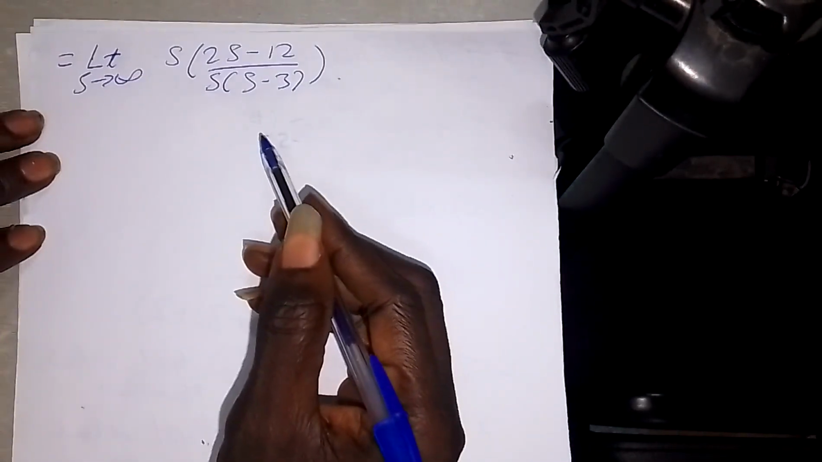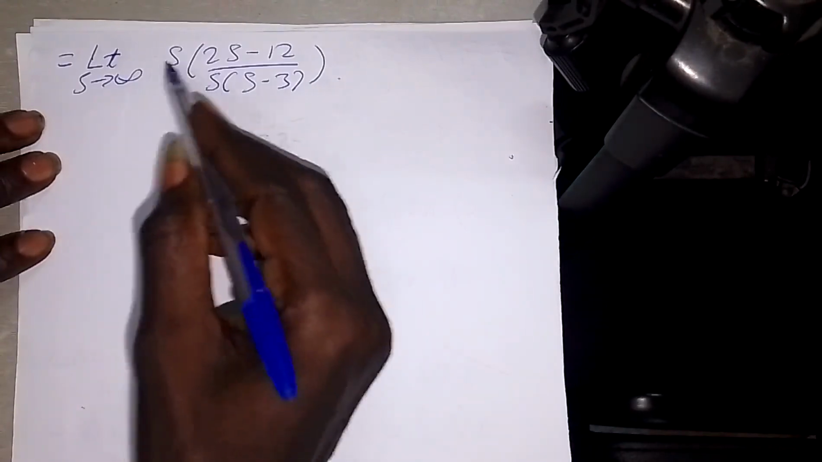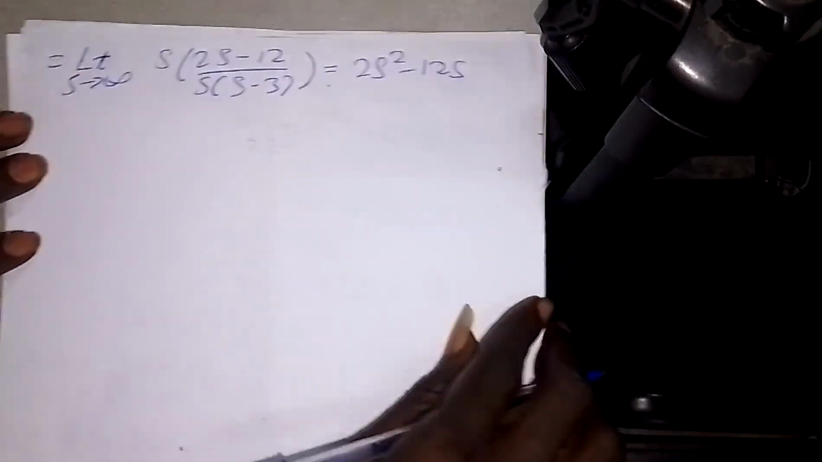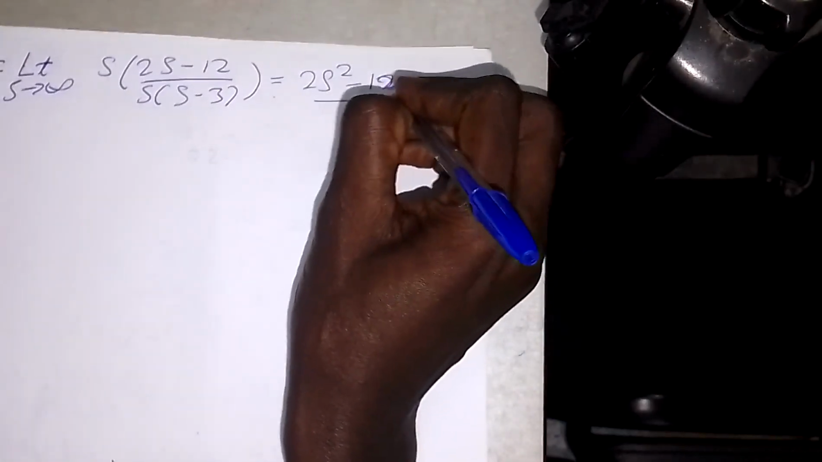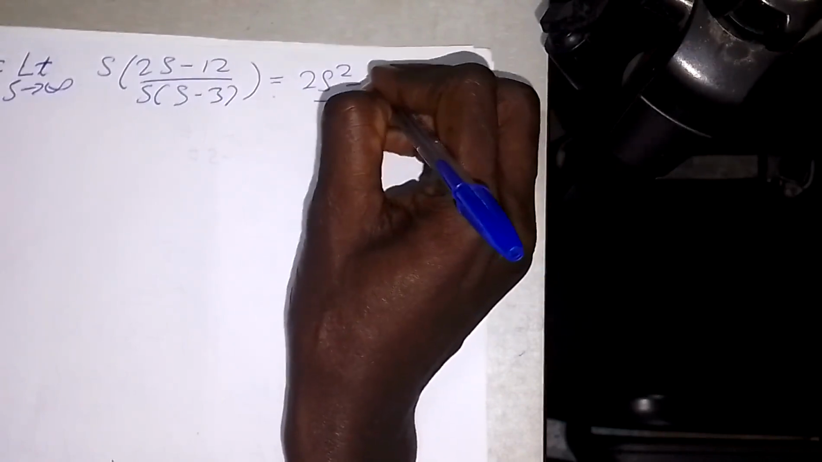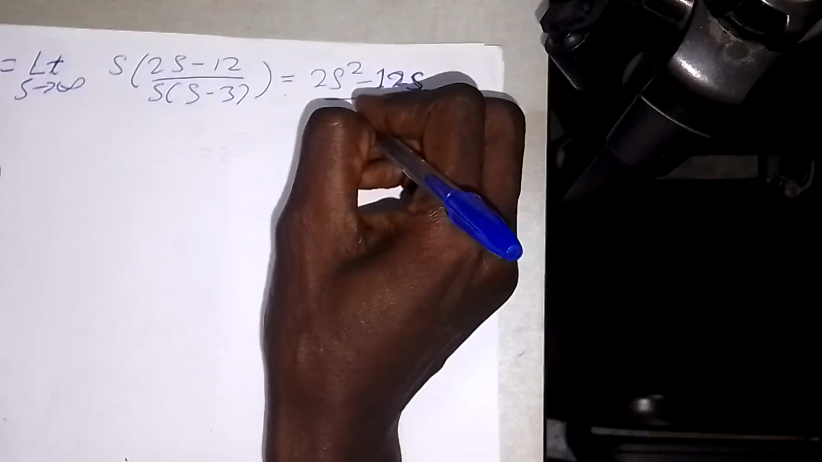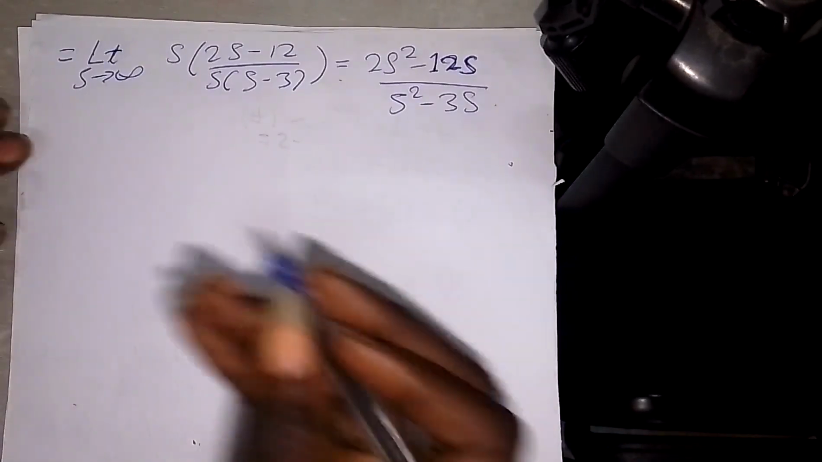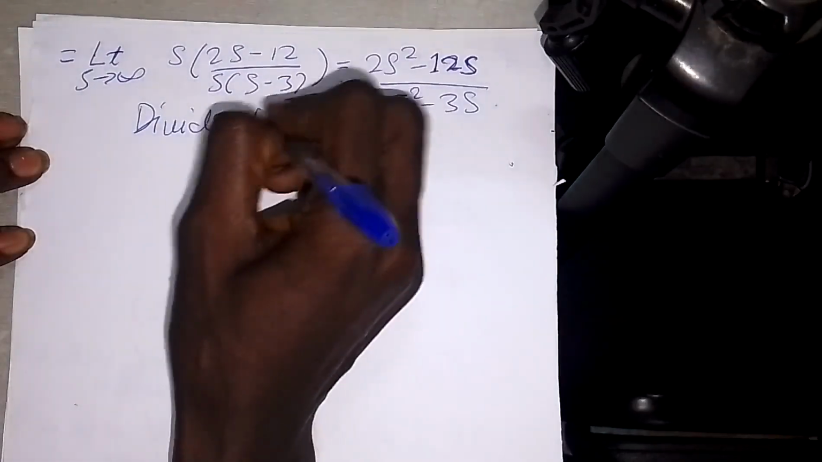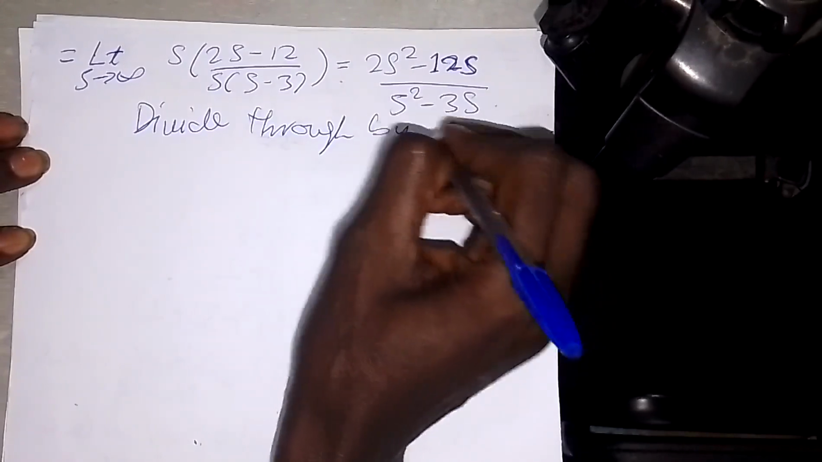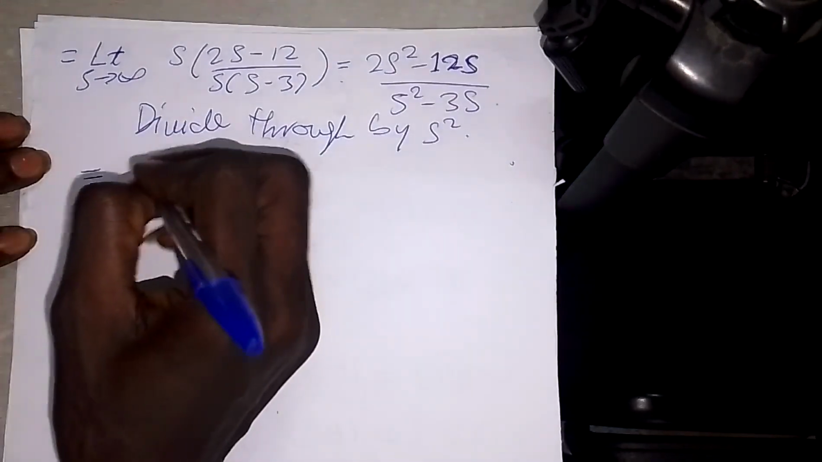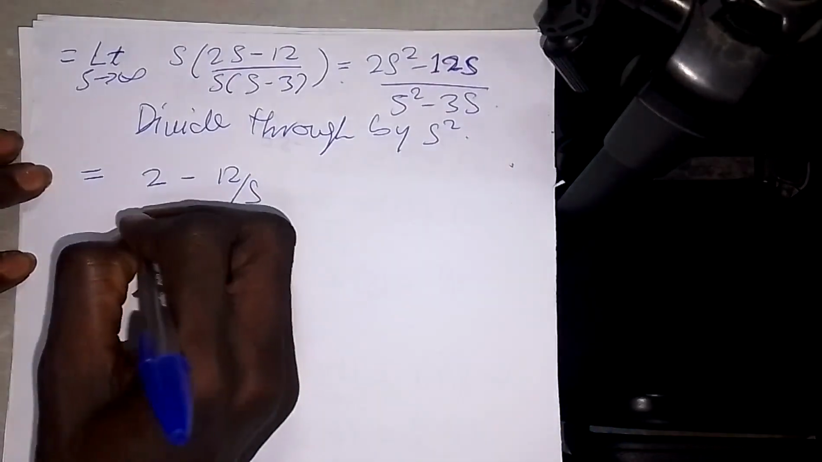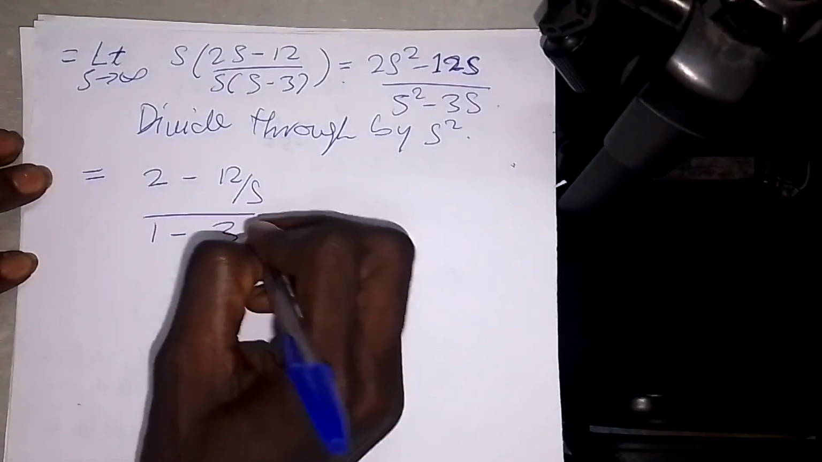Now if I multiply through, I have 2s squared minus 12s over s squared minus 3s. So this is what I'm going to have. Now if we divide through by s squared, I'm going to have 2 minus 12 over s, over 1 minus 3 over s.